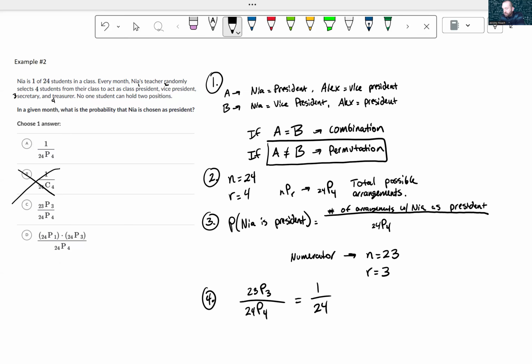And you probably knew that from the very beginning. The probability that she's chosen as president is 1 over 24. Nia is 1 out of 24 students. But this does simplify to 1 over 24.